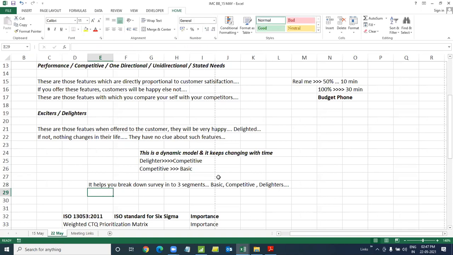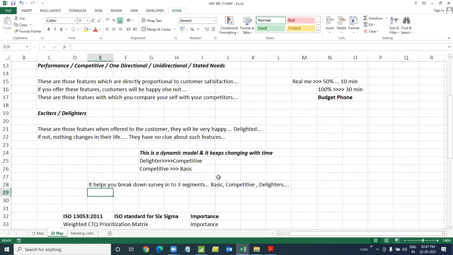So I would not look into delighters first. I would not look into competitive first. My biggest constraint: if the customers are complaining about something which is basic, it must be addressed urgently. Otherwise, your business will be at stake. It's very important to ensure that the basic needs are taken care of. Otherwise, you won't be in the market.